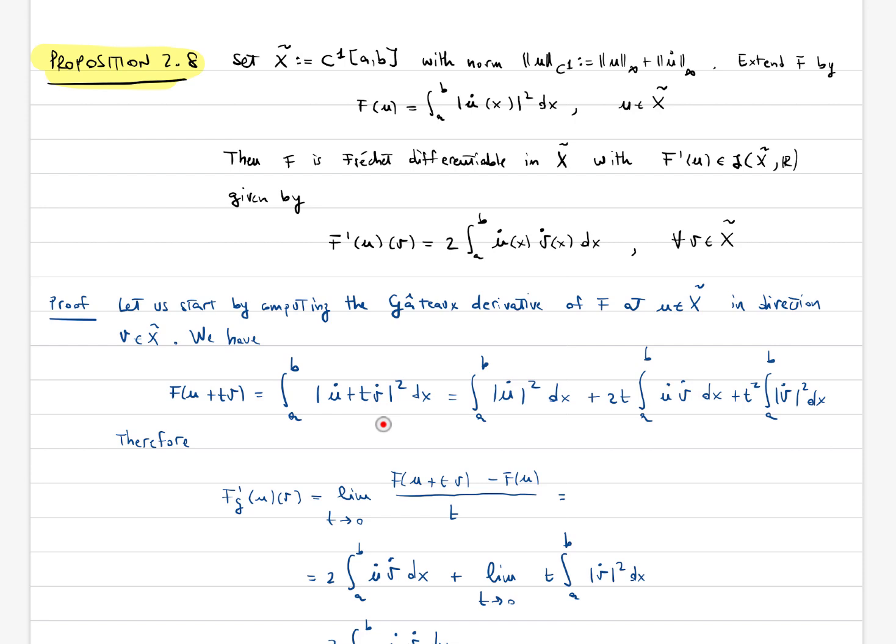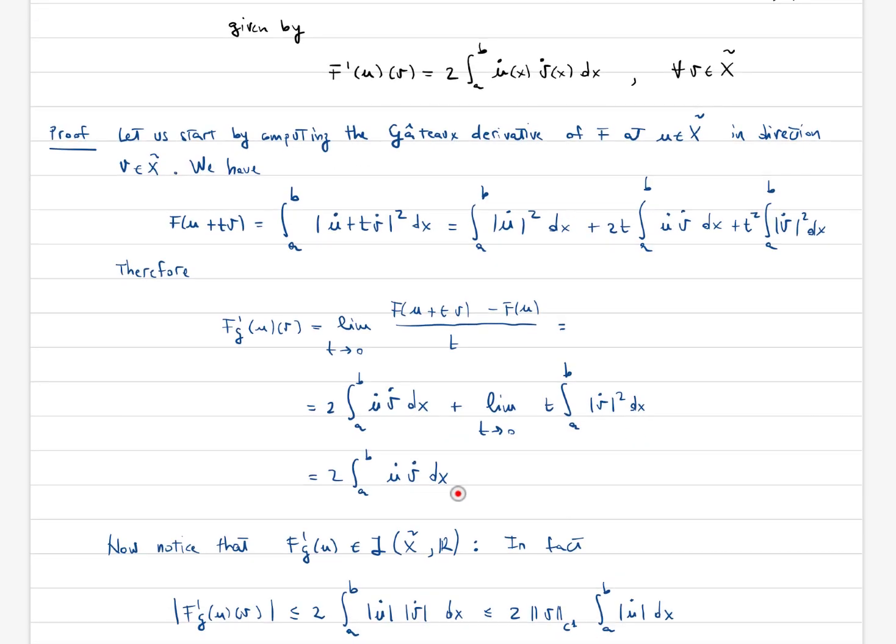And so this is a binomial, so you get the integral of u dot squared, plus the integral of v dot squared times t squared, because v is multiplied by t, and then you get the mixed product, which in this case is 2t times the integral from a to b of u dot times v dot. Plugging this calculation into the definition here, we get these two terms cancel out.